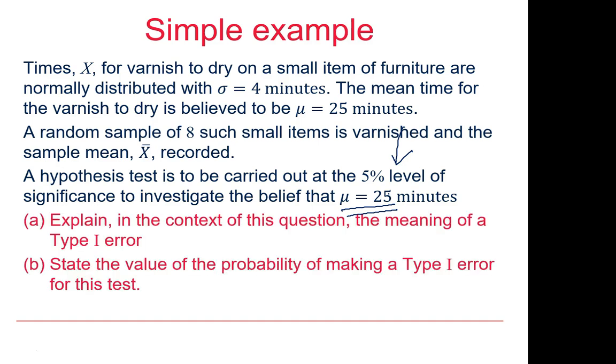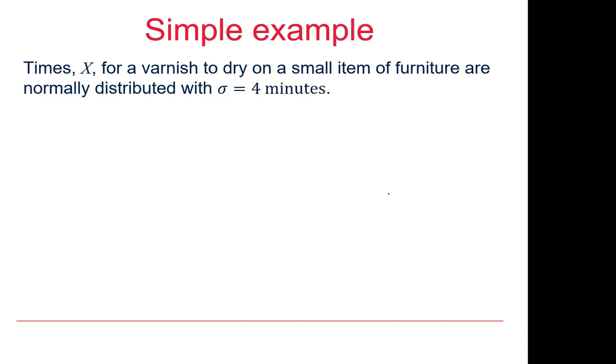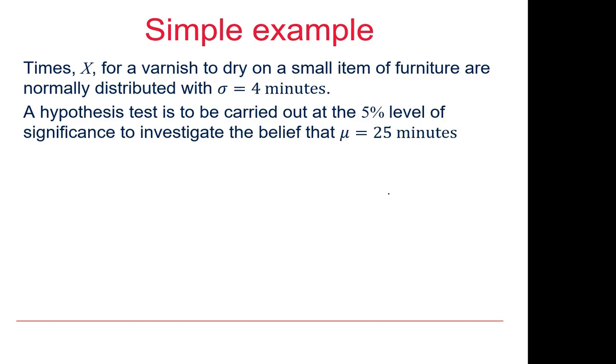And we've got two things to answer here. First of all, we have to explain, and notice it says in context of this question, the meaning of a type 1 error, and then we have to state the value of the probability of making the type 1 error. So looking again at the information we're given, we know the standard deviation is 4, we have a 5% significance level to work with, and we're testing whether mu equals 25 or not.